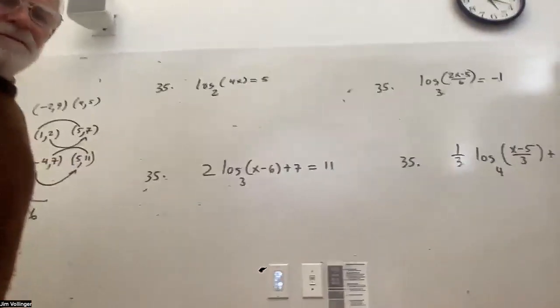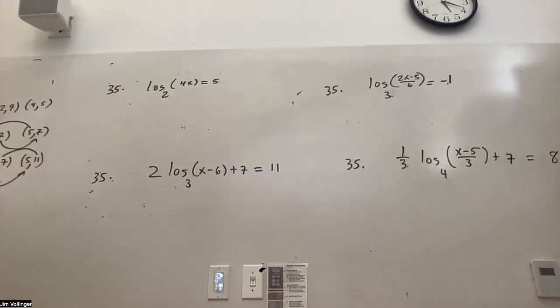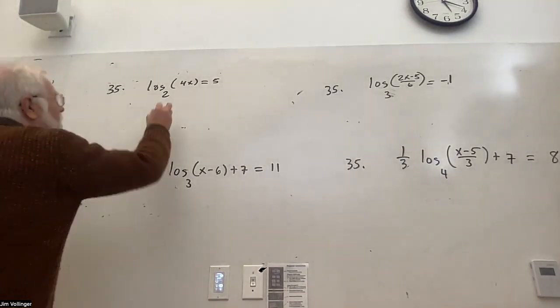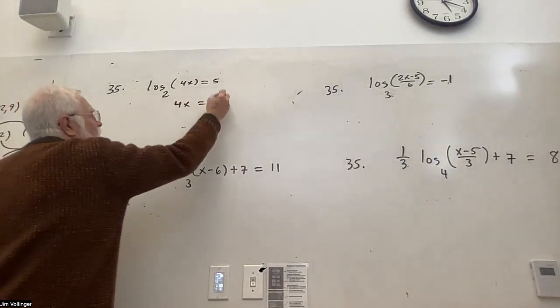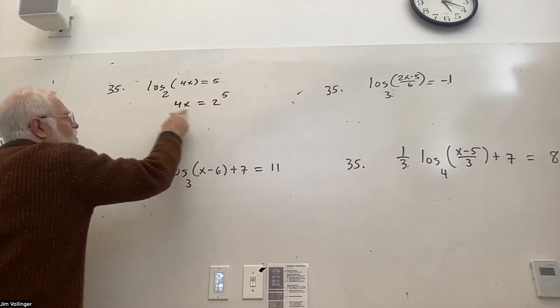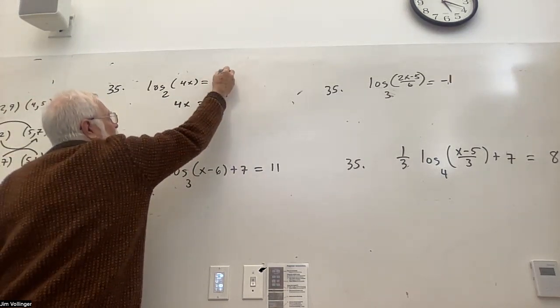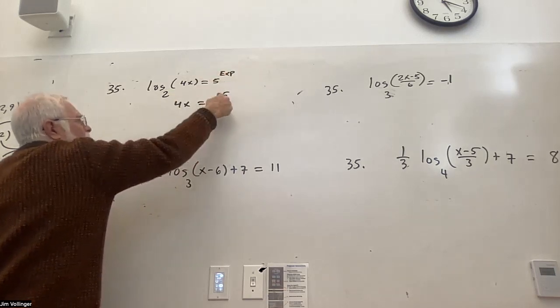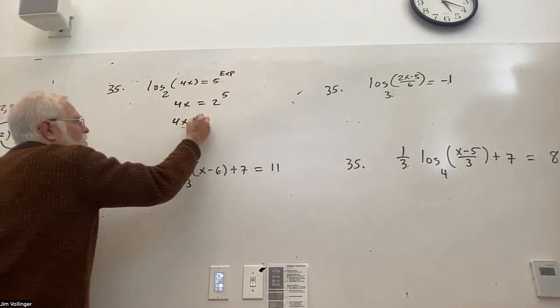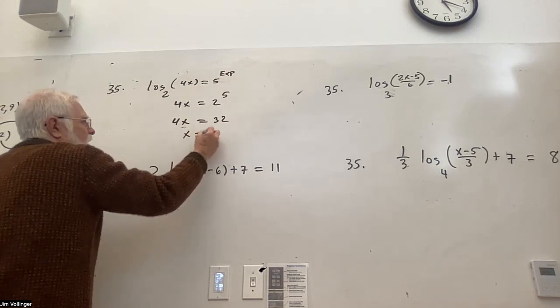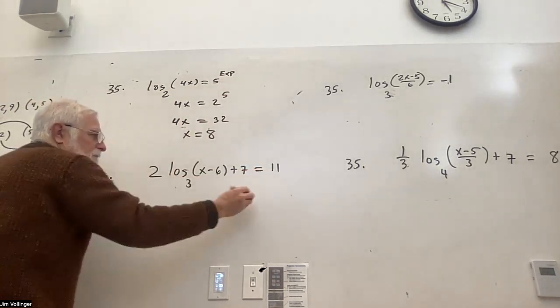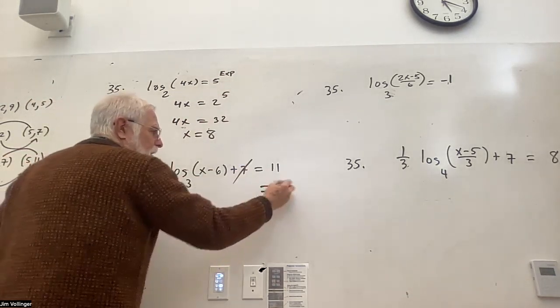You're pausing the video. I'm just gonna do 4. You can see all 4. All right, so 4x equals 2 to the 5th. The inverse of log base 2 is bringing the base over, because this is an exponent, and exponents go on top of bases. So 4x equals 32. Looks like x is 8. Got to subtract 7. It's 4.